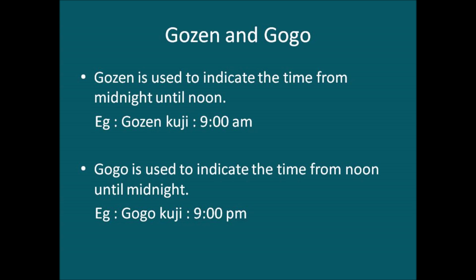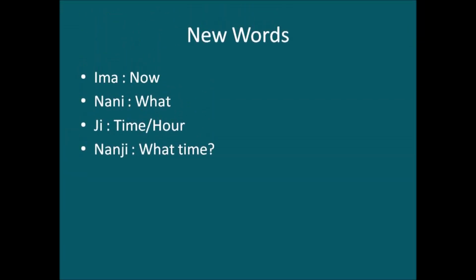For example, 午前9時, which means 9 a.m. 午後 is used to indicate the time from noon until midnight. For example, 午後9時, which means 9 p.m. 今, which means now. 何, which means what. 時, which means time or hour.